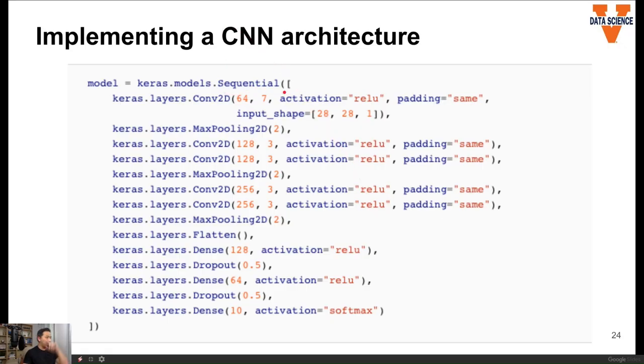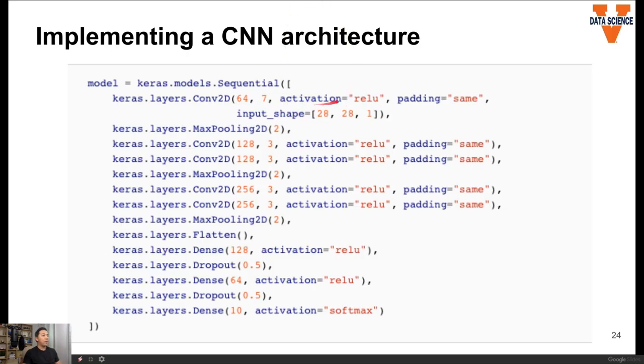So you start with a sequential model, and you're going to start feeding some convolutional layer, Conv2D here. The first parameter is the number of feature maps you'd like to have. So in this case, I want to have 64 different feature maps. Each of them has a kernel size of 7. The kernel is always going to be a square matrix, so when you put 7 here, it is going to be a 7 by 7 square matrix.